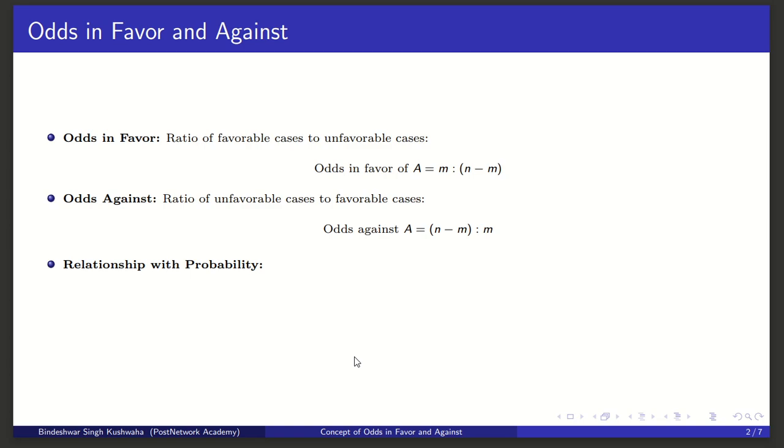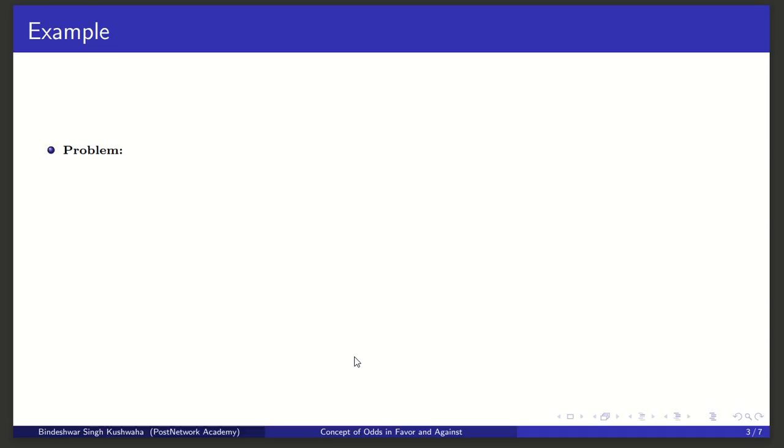What is the relationship with probability? So that is P, the probability of an event A, is equal to m upon n. And P not A would be 1 minus P(A). Now let us see an example and understand it.